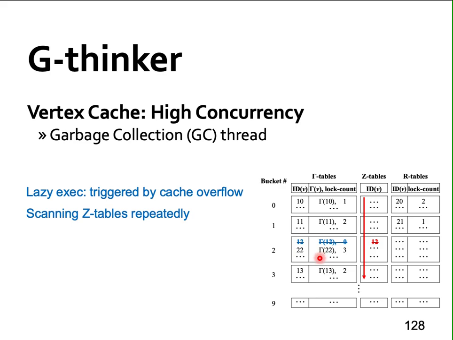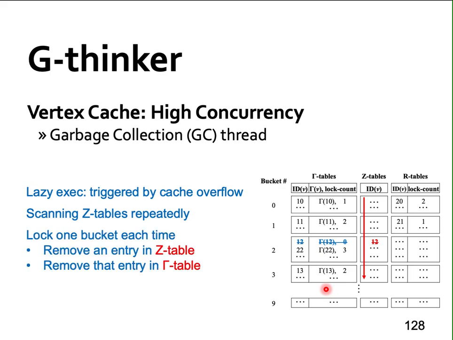We also have a garbage collector that periodically scans Z table to evict vertices. That's why we need a small Z table. If we let the GC scan the large gamma tables, it will take a longer time to lock and check each bucket, and hence reduce concurrency. An evicted vertex is removed from both Z table and gamma table.